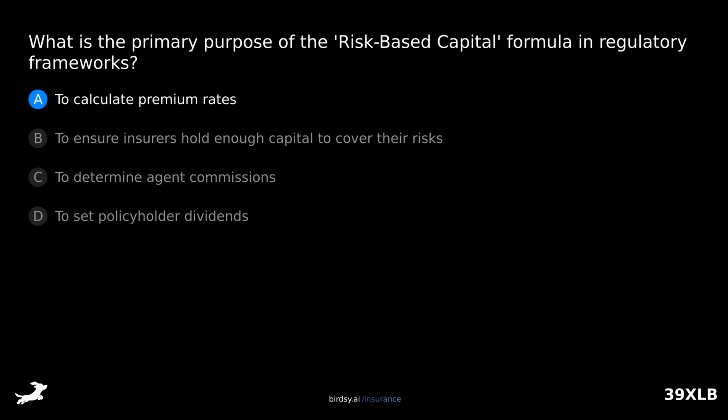Is it A, to calculate premium rates, B, to ensure insurers hold enough capital to cover their risks, C, to determine agent commissions, or D, to set policyholder dividends? The answer is B, to ensure insurers hold enough capital to cover their risks.